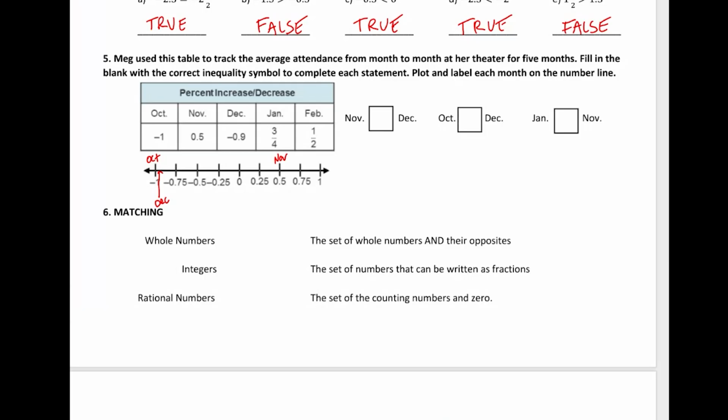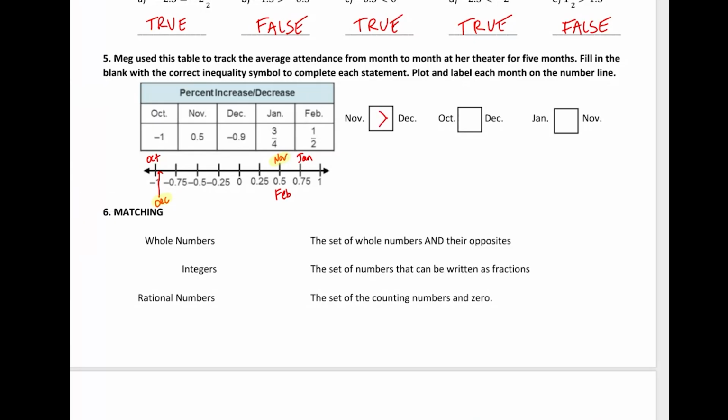January is at 3/4. That's the same as 0.75. So we got January right here. And February is 1/2. We'll be at the same place as November. So if we're comparing November and December, we can see that November is to the right of December. Right? November is over here. December is way back over here. So November is the bigger of the two numbers.